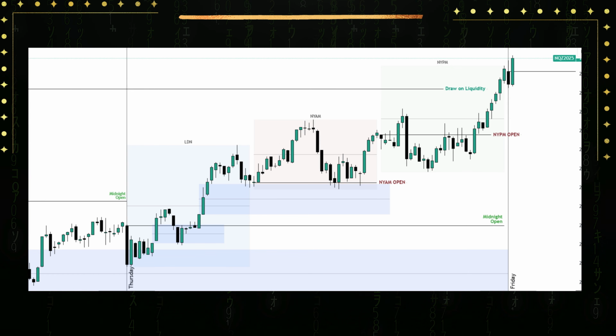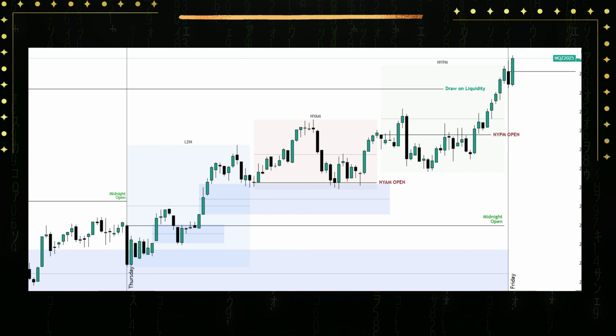On Thursday, we open and immediately drop into the inversion fair value gap. Since we are anticipating distribution, an open low formation is exactly what we want to see. As price displaces above the midnight open, that fair value gap becomes a key price delivery array to monitor. We drop back into the fair value gap below the midnight open, form a low, and then begin to expand higher. The draw on liquidity sits much higher.